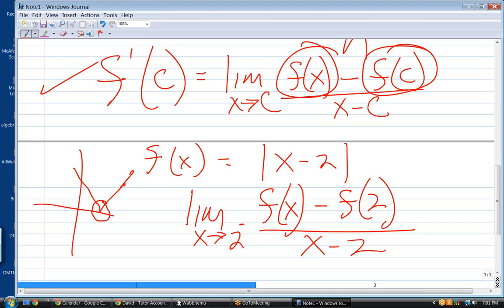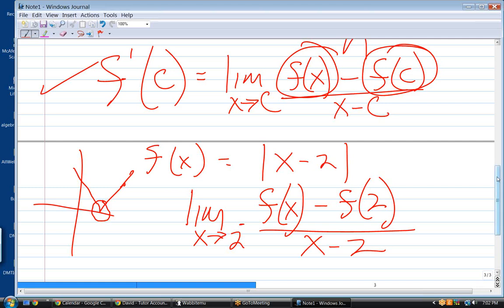And so what this really is, is a way of proving whether something is differentiable at what is called a corner or a cusp. In this case, we have a corner. And you'll be taught that functions are not differentiable at this corner. There is no slope of the tangent line at that point. It might look like it would be horizontal, but it's not.